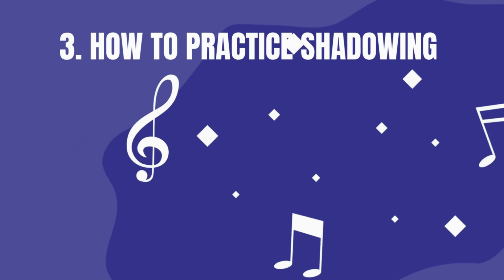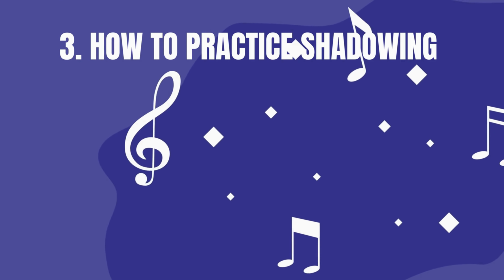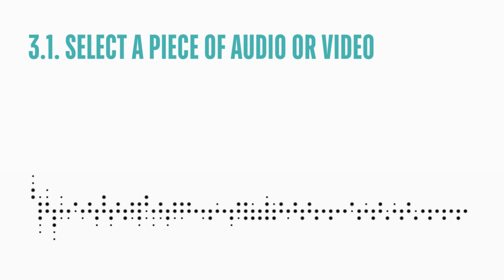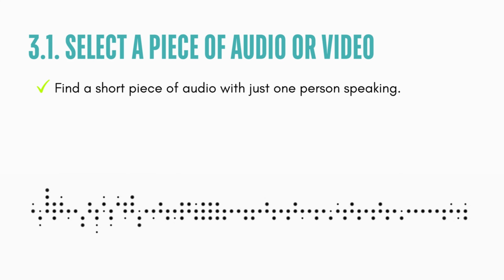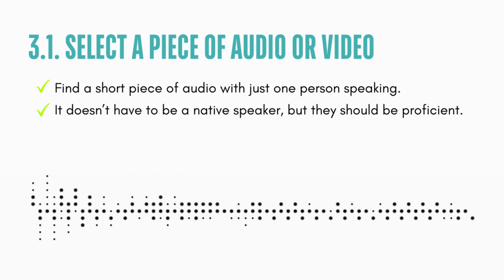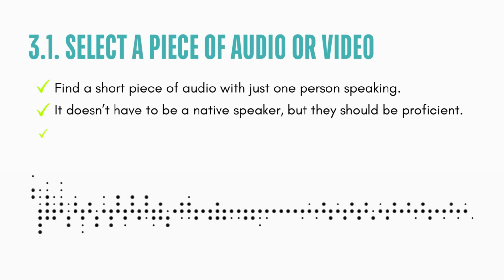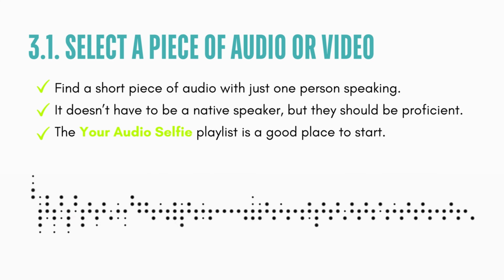And here is a step-by-step guide to practice shadowing. Firstly, select a piece of audio or video. You should find a short piece of audio with just one person speaking. It doesn't have to be a native speaker, but they should be proficient. The Your Audio Selfie playlist is a good place to start.